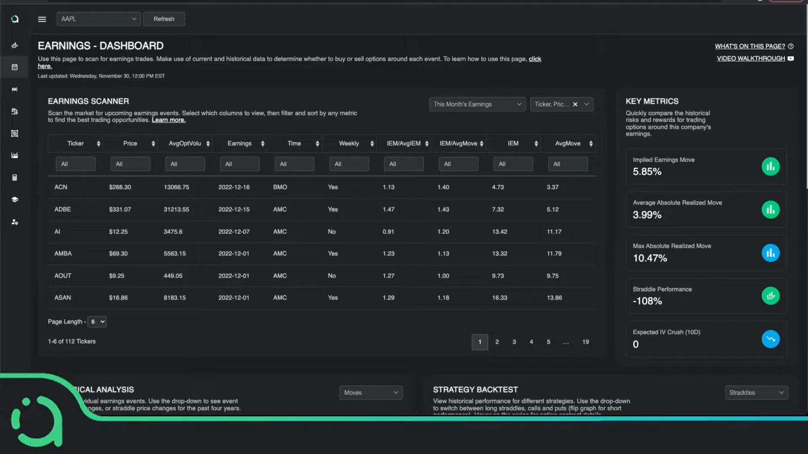This video is going to go start to finish on running this strategy. We will start with how to use the terminal to find the trades we will take. And then we will talk about the execution of this strategy in terms of putting on trades, taking profits, and cutting losses.